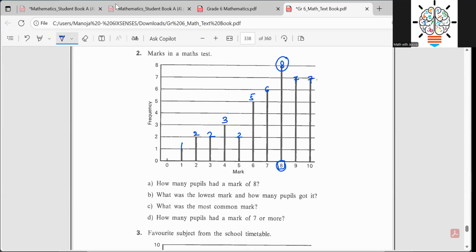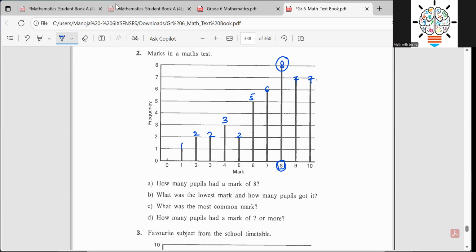What was the lowest mark and how many pupils got it? The lowest mark was 1. And then how many? Only 1. The child has got 1 mark. What was the most common mark? Number 8. Why? The most common is the highest frequency, so that is with the tallest bar. So that is 8 marks.